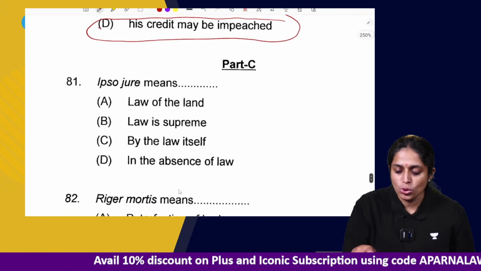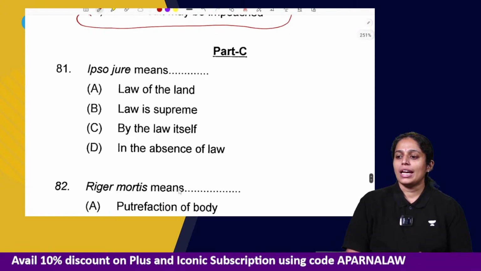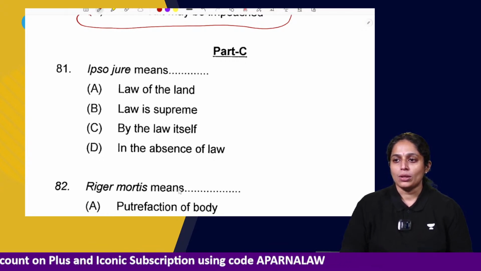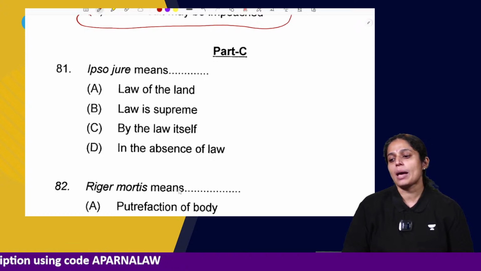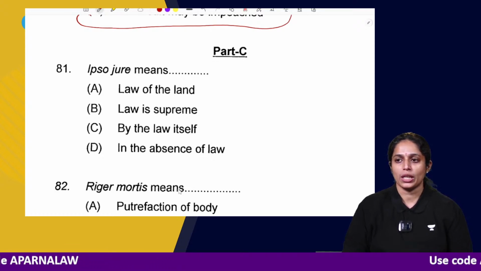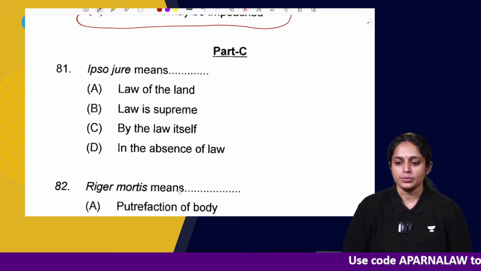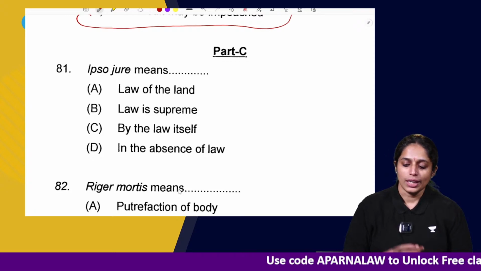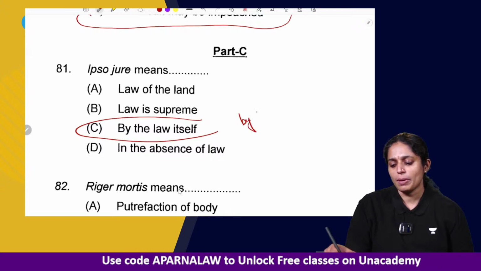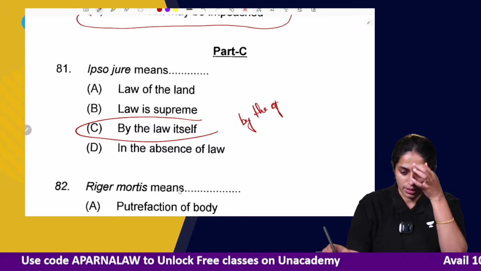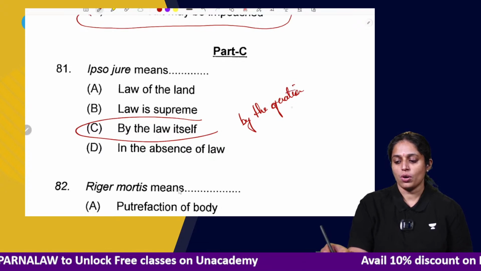What do you mean by ipso jure? Ipso jure means A, the law of the land. B, law is supreme. C, by the law itself. And D, in the absence of law. Ipso jure. It is C, by the law itself, or you can also call it by the operation of law.